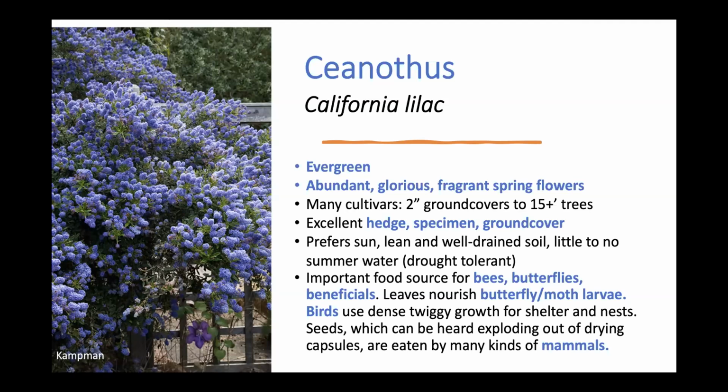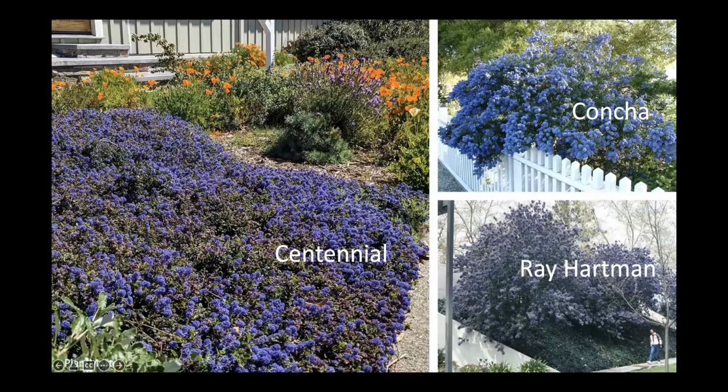And the birds use the dense twiggy growth for nests and just to hide underneath. Sometimes you can hear the seeds sort of popping, coming out of their capsules, and they're eaten by many types of mammals. So a really important plant. Here are 3 examples. This is a low-growing ground cover called Sentinel, Ceanothus Sentinel. This is Concha that has this truer blue color, a beautiful mid-size shrub, as you can see. And then there's Ray Hartman, Ceanothus Ray Hartman, a large-scale shrub, often sold as standard trees. So they prune them up so that they're just standard trees, and then they have an evergreen canopy above. Really useful plants. Great, great plant.